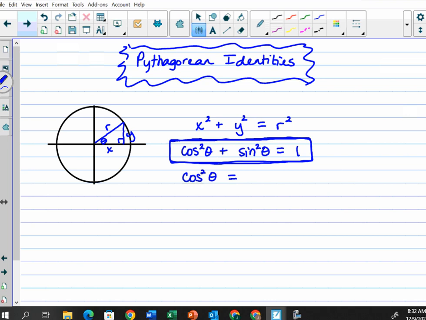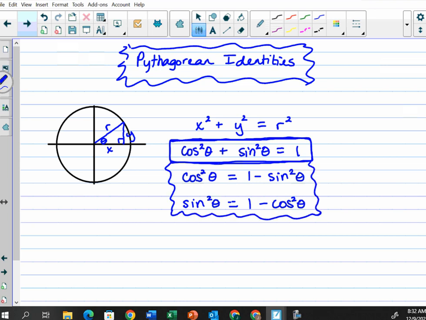All right, what if I solve this one for cosine squared? What would it equal? 1 minus sine squared. Okay, so that wasn't a big leap to get that one, right? That is also an identity. And what if I had solved for sine squared theta? 1 minus cosine squared theta. Okay. So we're going to clump those with that one.